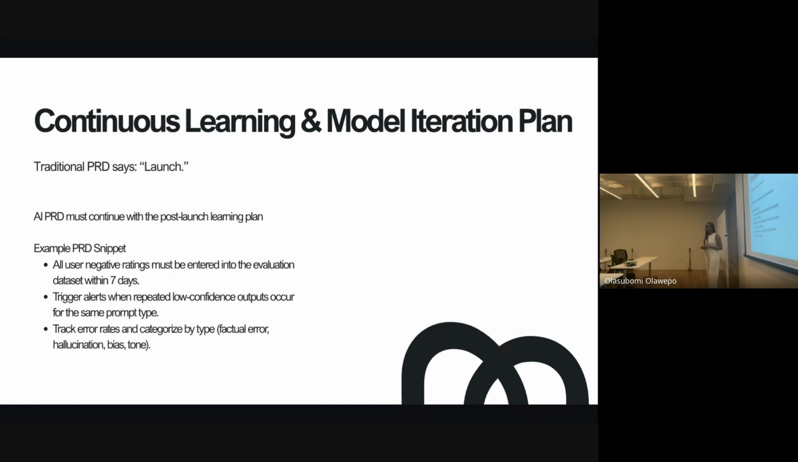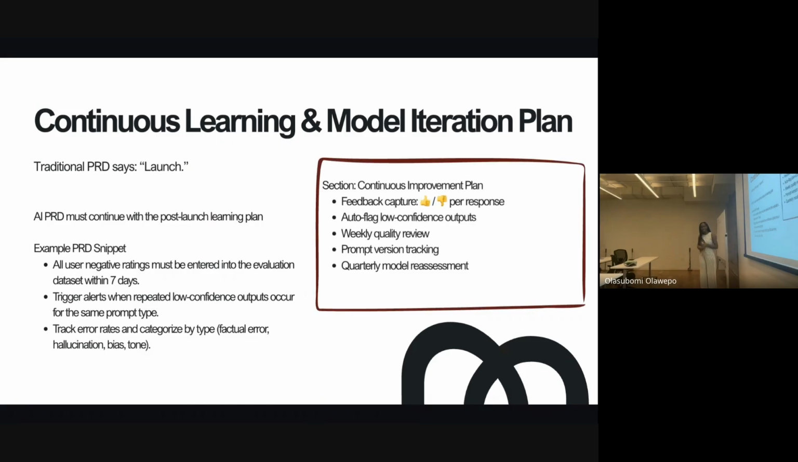We want to trigger if someone is prompted, or if multiple people are prompted and they're all getting the same issue and they drop off somewhere in the process, like your customer trying to check out with your AI chatbot and they keep dropping off. You need to track that and ask, hey, what's going on here? Track error rates, and you can categorize by type. So just a few things that you want to include.